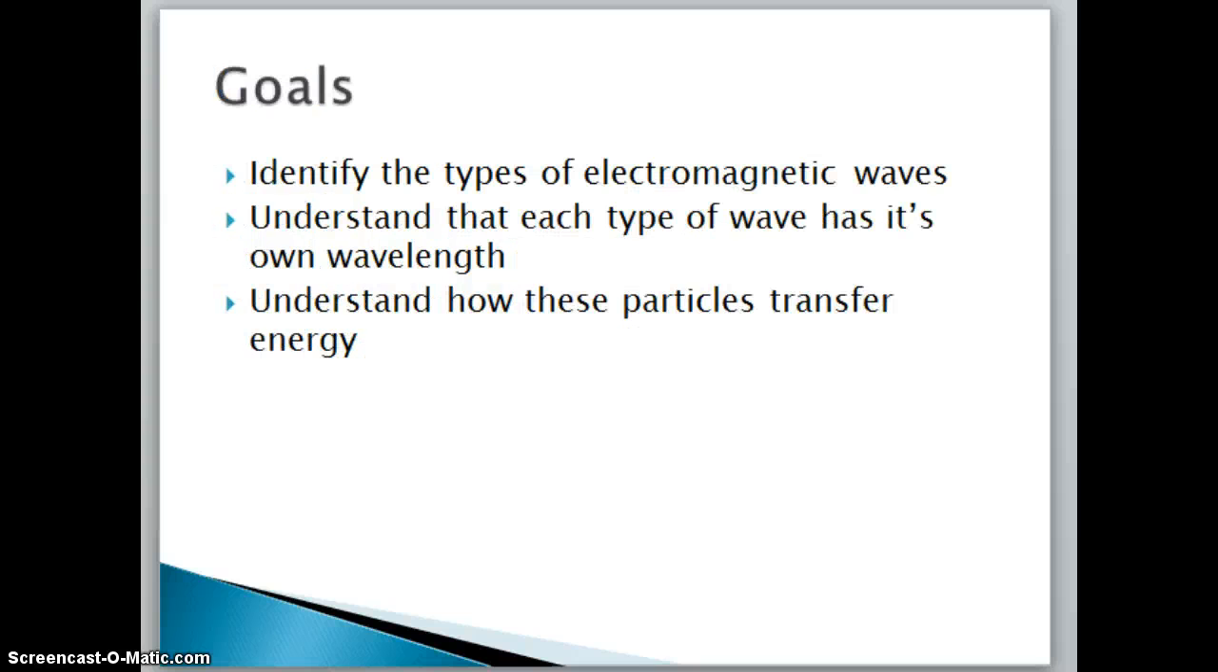These are our goals for today. Identify the types of electromagnetic waves. Understand that each type of wave has its own wavelength. Understand how these waves transfer energy.